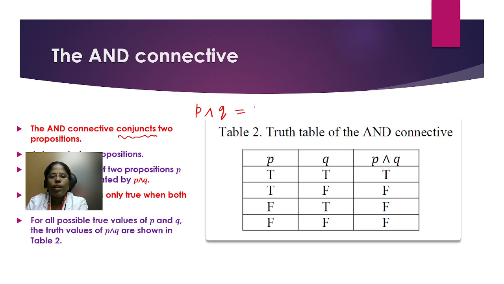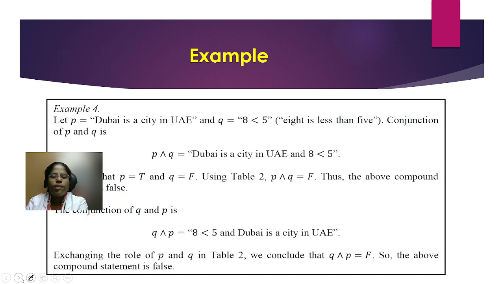This conjunction value will become true when both the values are true. See the truth table. If both the values are T, then only you will get the truth value true for the conjunction. Otherwise you get the false value. For all possible truth values of P and Q, the truth value of P and Q is shown in the table. Okay, we will have an example.